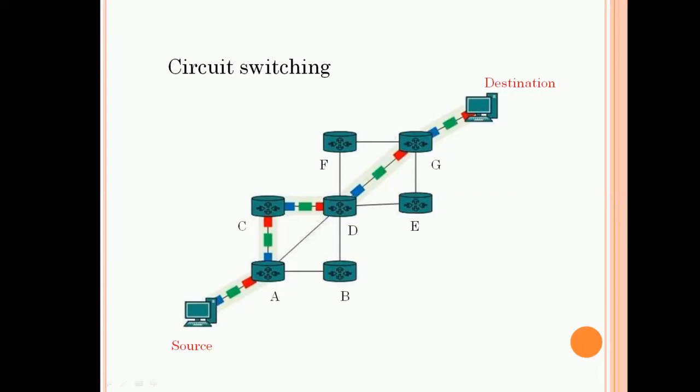Once again, a source computer is there, a destination computer is there. Among so many paths, the source can choose A, B, D, E, G and destination, or the source can choose A, D, G, then destination, or it can choose A, C, D, G, then destination. From the source computer to the destination computer, the message can choose any path, but in that specific path only all the data will be flowing through. Got it? So this is called as circuit switching.